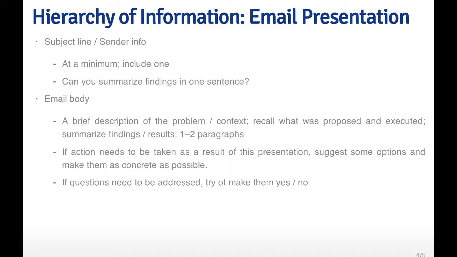If the person is working on many different things at once, they may not remember what the problem is precisely that you're working on. So give them a little context, a little description. Recall, if there was a meeting previously, talk about what was proposed and what you actually did. Summarize some of your findings and your results, in a total of 1 to 2 paragraphs for the whole email body.